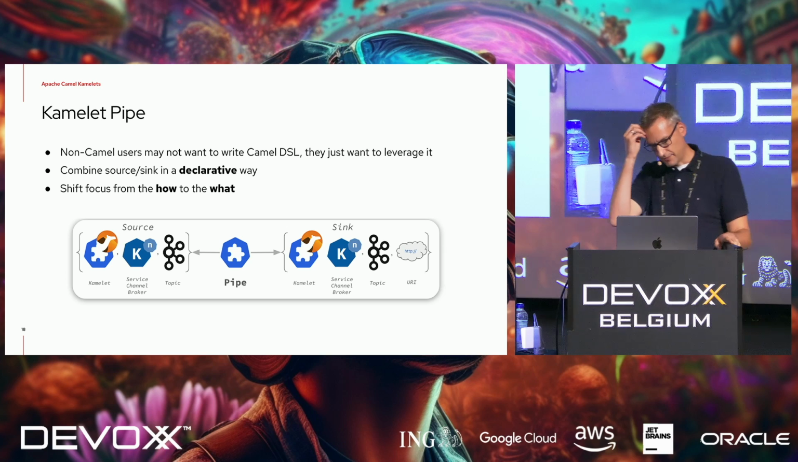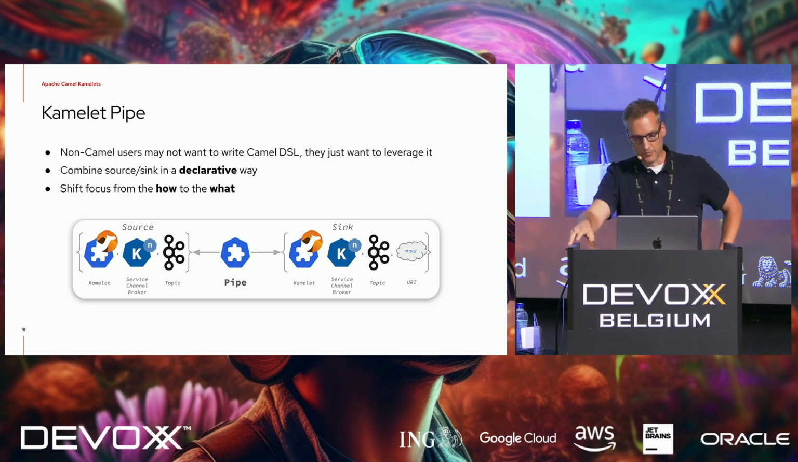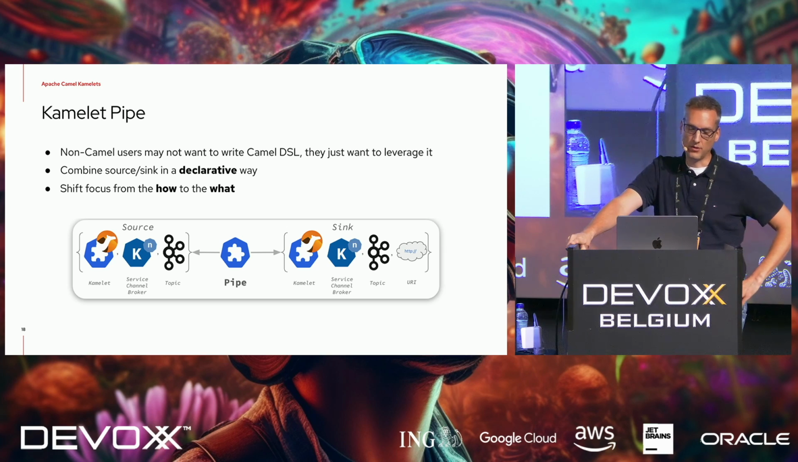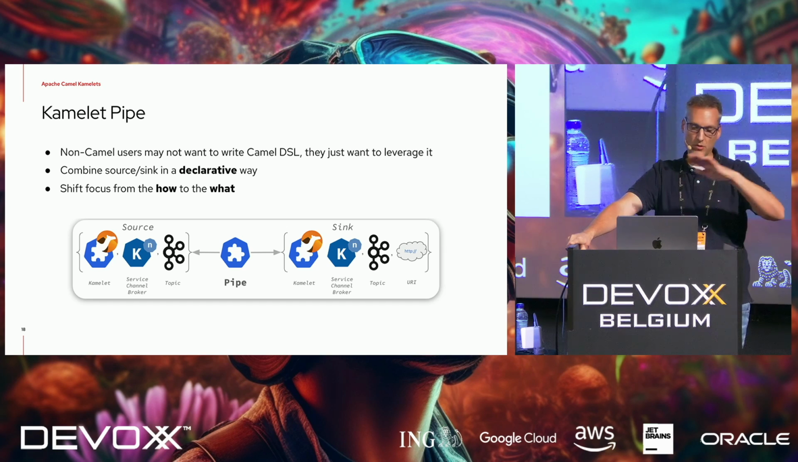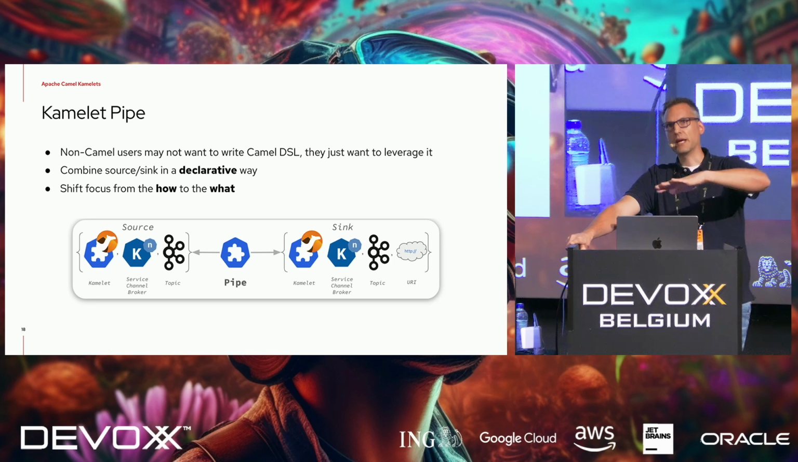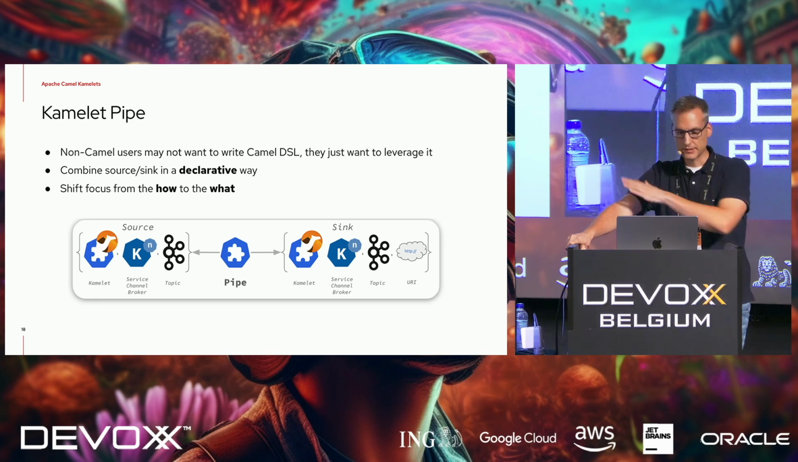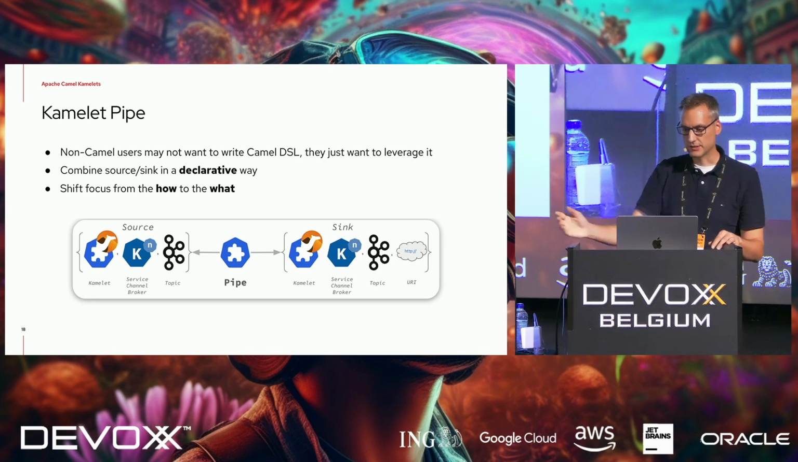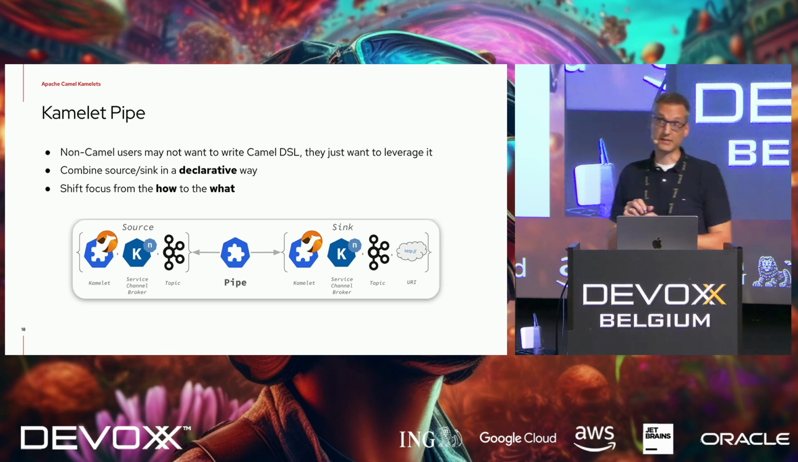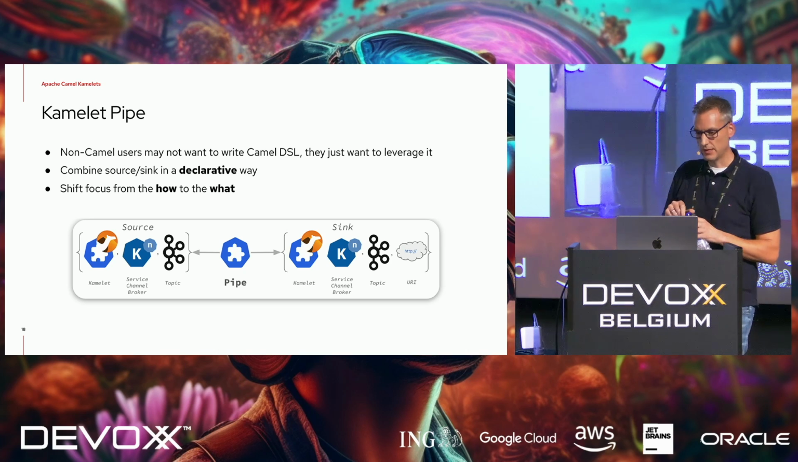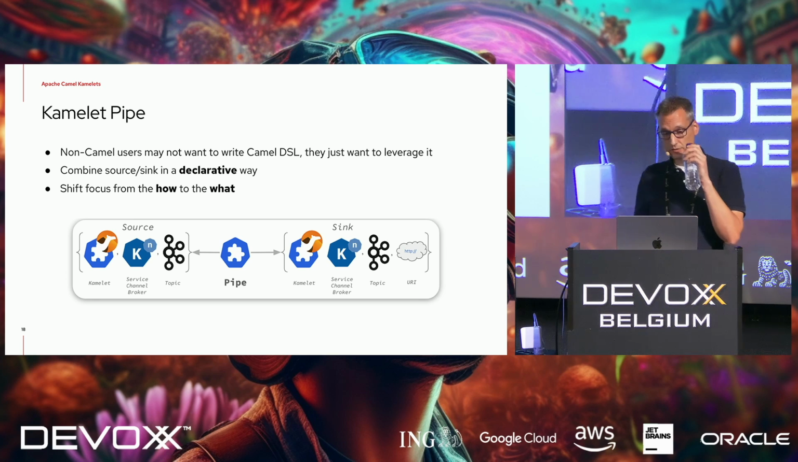So speaking of pipes, as I said, if you are a non-Camel user and you don't have Camel in your portfolio at all, you should just be able to also use these Camelets with the pipe that just links a source with a sink. So again, this is the most declarative way of using a Camelet.